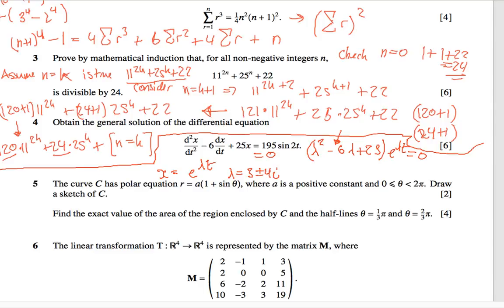Okay, and when we put that back into our guess here, we see that we get x equals e, well, we can bring out a factor of e to the 3t, like so, and then we'll have an e to the plus 4it, and then an e to the minus 4it. Okay, so we know by Moivre's theorem that anything e to the i something, we can write that as a cosine term plus a sine term.